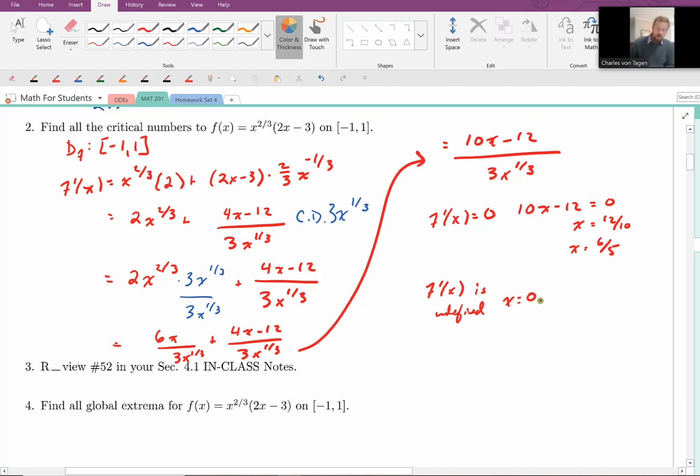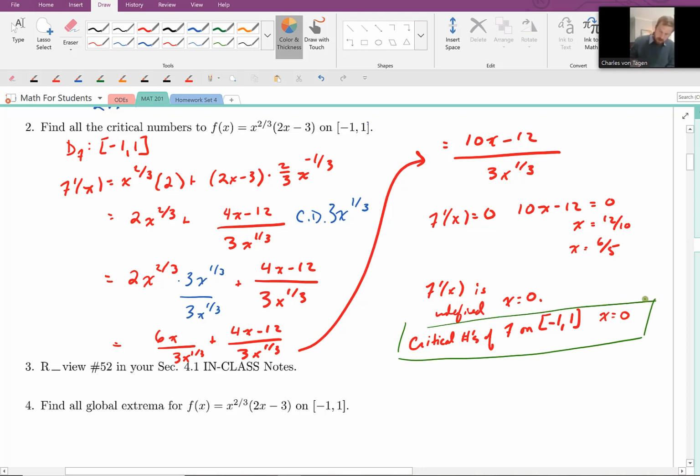Now, let's be careful. Now I'm ready to give the critical numbers of f on the interval from -1 to 1. So what are the critical numbers? What's the answer to this problem? The answer is just x equals 0 for the critical numbers of f on this interval.